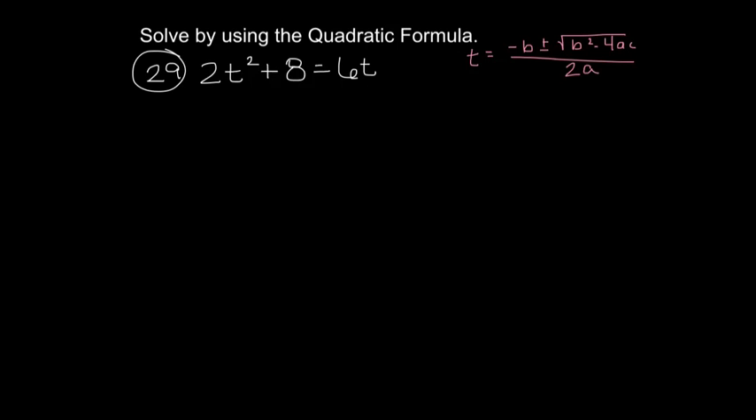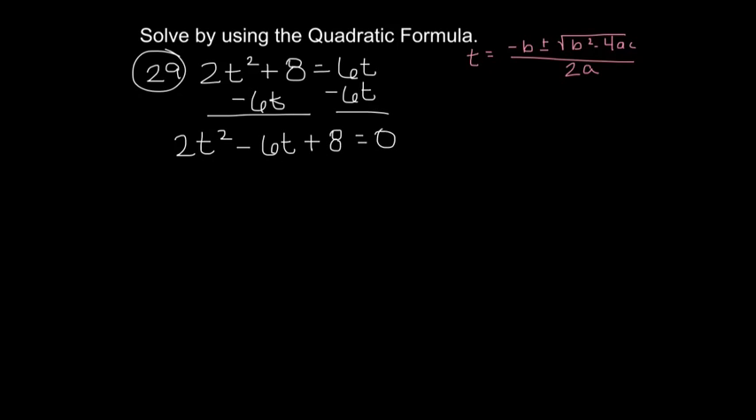For 29, we start off with a problem that's not yet in standard form. So to get it in standard form, I have to have the equation set equal to 0, which means I have to subtract 6t from both sides. If I do that, I'm left with 2t squared minus 6t plus 8 equals 0.